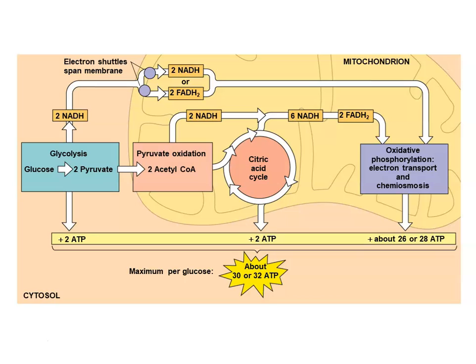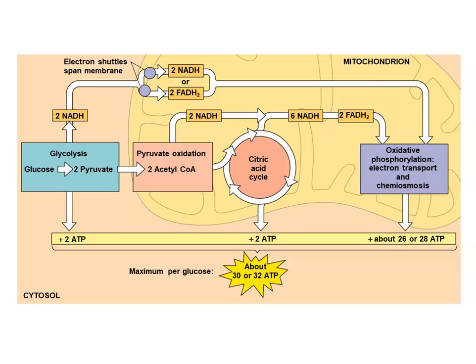All the energy, the electron shuttles, the NADHs, the FADH2s are going to help to move those electrons into the inner membrane of the mitochondria, and then oxidative phosphorylation will be able to take place. Not all of those 32 ATPs I talked about are going to be formed through oxidative phosphorylation. You get a couple made in glycolysis and a couple made through the citric acid cycle.